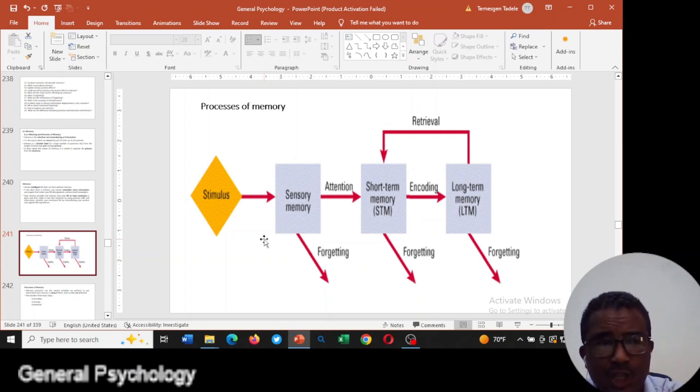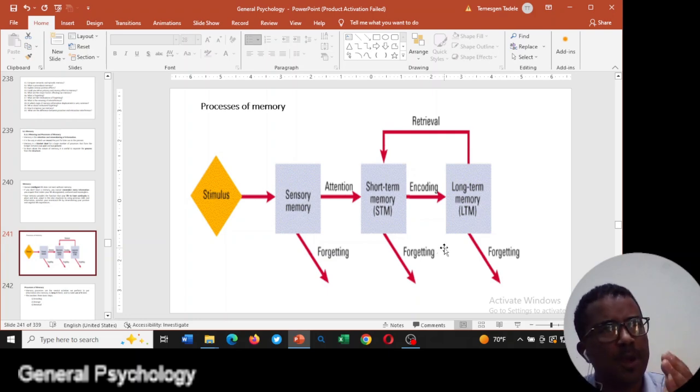But the information which is saved in long-term memory can be retrieved and come again into short-term memory. That means it is possible to use our information again and again by retrieving it from long-term memory. Anyhow, these are the processes of the human memory system.